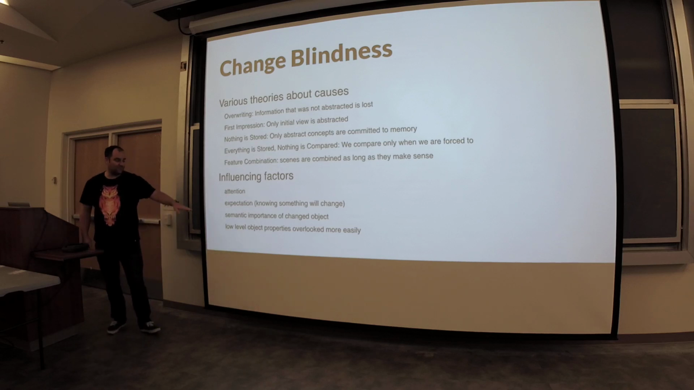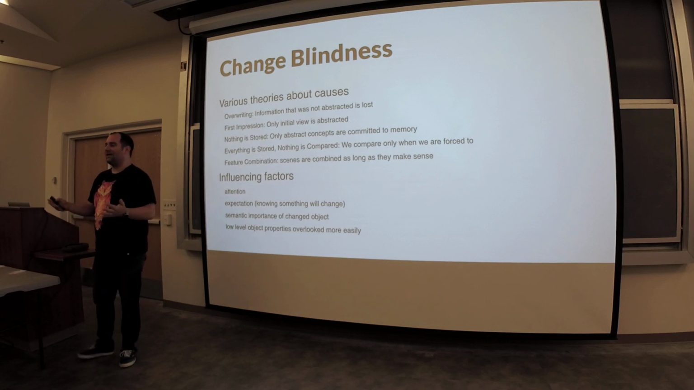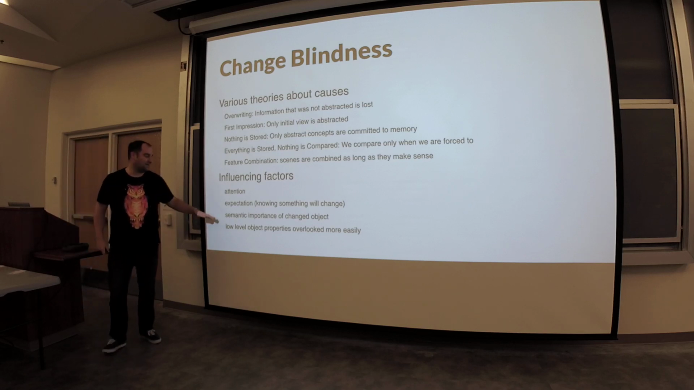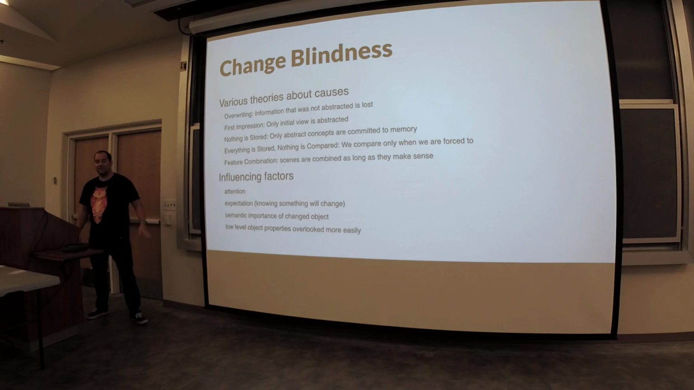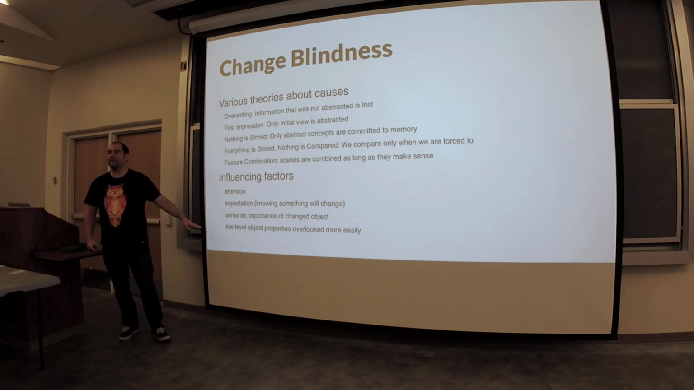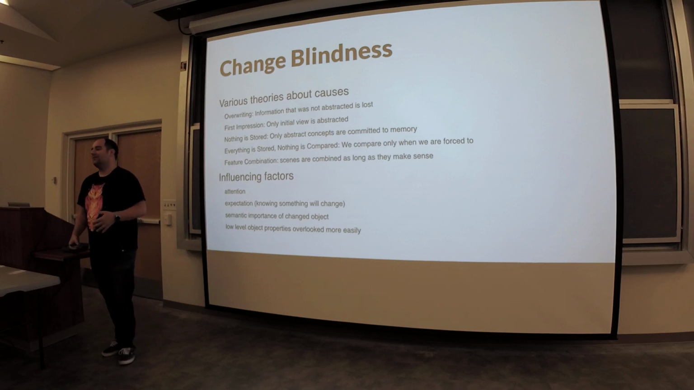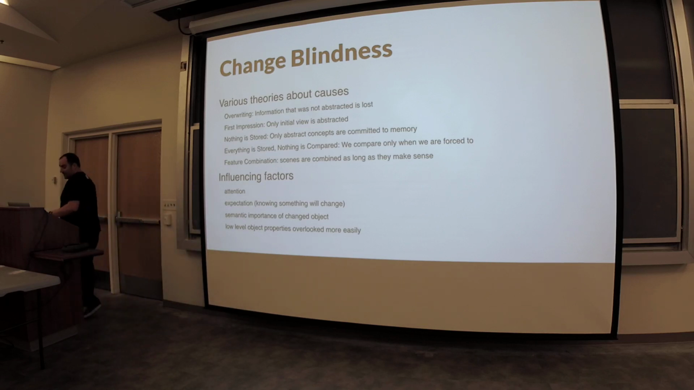Of course, there is also the semantic importance of the changed object. In the previous scene, if the whole plane were to disappear, or if we have only a single person in the picture and that person disappears, then that makes a big difference. And it turns out that we are really good at overlooking low-level properties of an object, like color. If the semantic concept is retained, we might not spot it.